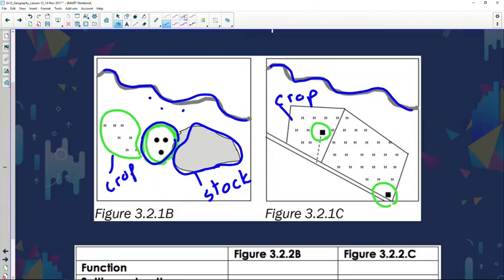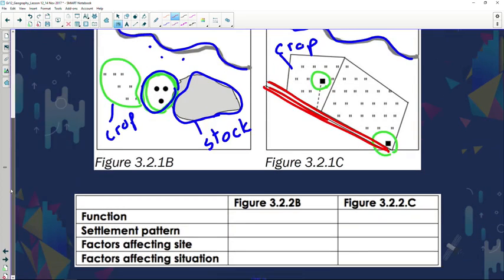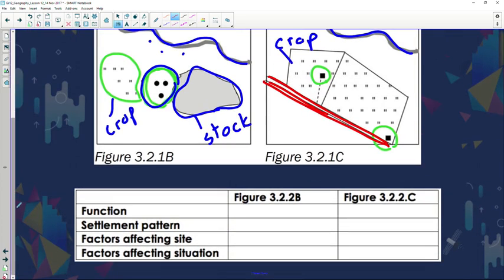And as you can see, especially with the crop farming over there, they are situated close to the main transport route, to have access to it and to be able to sell their crops wherever the market is. So very importantly, go and look at the factors affecting the site as well as the situation of any rural settlement. Now, let's continue with urban settlements.